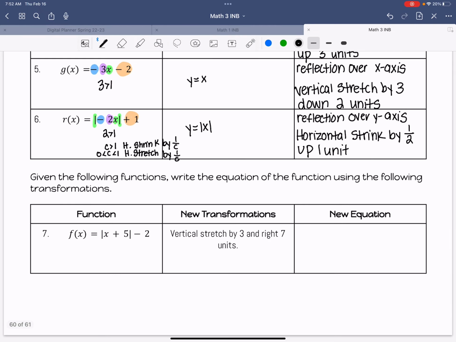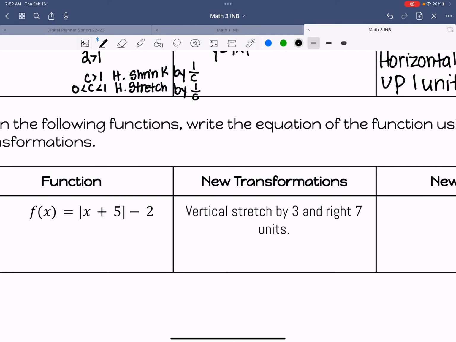All right, so then we may have equations that are already transformed, and then we're going to transform them some more. So if I look at this particular one, this one is already going to the left by 5, and then after it goes left 5, it's going down 2. So the transformations that are already there are left 5 and down 2. Now, what they want us to do is add in new transformations. So they want us to add in a vertical stretch by 3 and then go to the right 3 units.